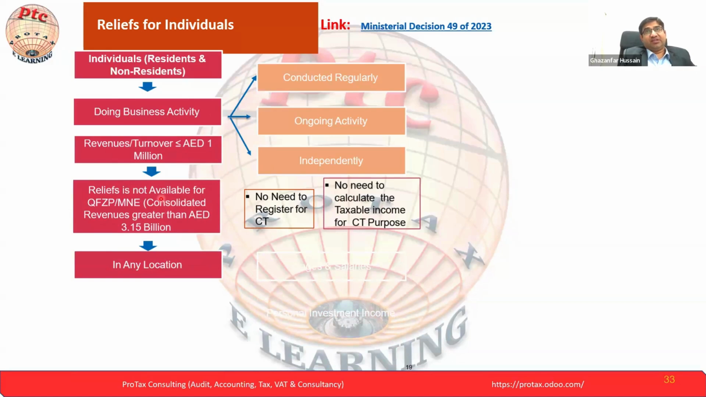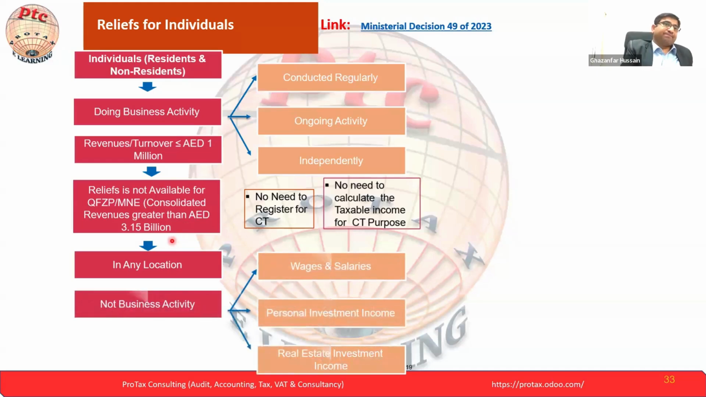Again, on the natural person relief, there are some limitations. We have to understand the limitations. If you are part of a qualified free zone, or if you are part of an MNE, MNE meaning the consolidated revenue greater than AED 3.15 billion, and you are operating in any location.